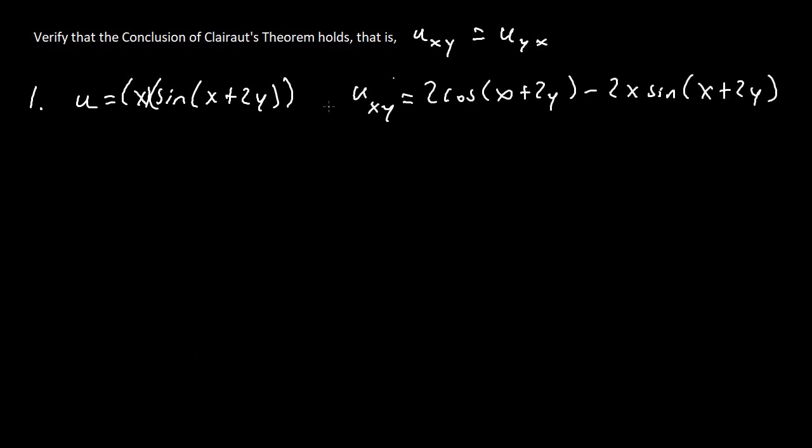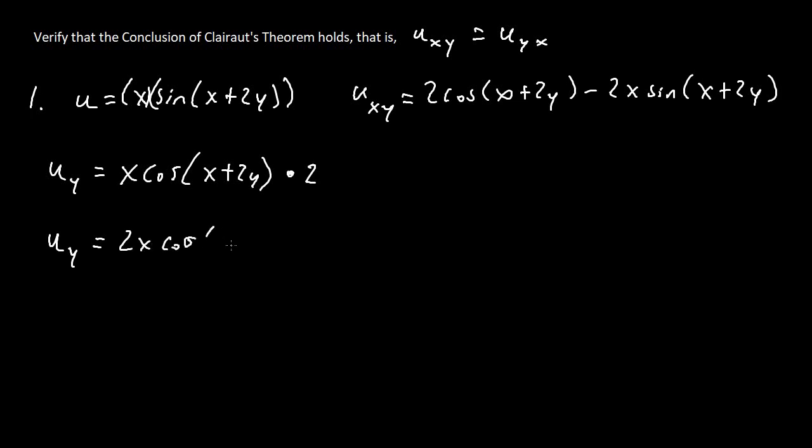Now, given that we already found u sub xy, let's find u sub yx and verify that we get the exact same result. So first, finding u sub y, we're going to derive y and keep x as a constant. So in this case, x is a constant once again, so we have x times the derivative of sine, which is cosine of the inside function, times the derivative of the inside function. If we're deriving y, once again it's just going to be 0 plus 2, which is 2. So u sub y is going to equal 2x cosine of x plus 2y.